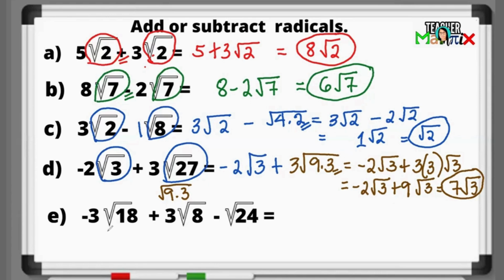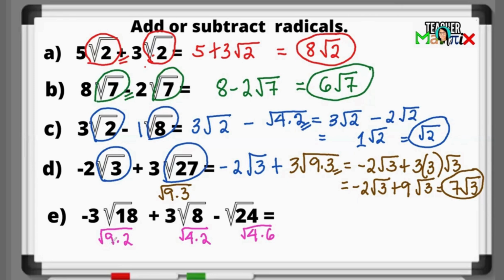Okay, let's start with 18. Of course, if it is 18, the possible factors are 9 and 2. And then with this, 8, 4, and 2. With this 24, it's 4 and 6. Okay, let's now start.